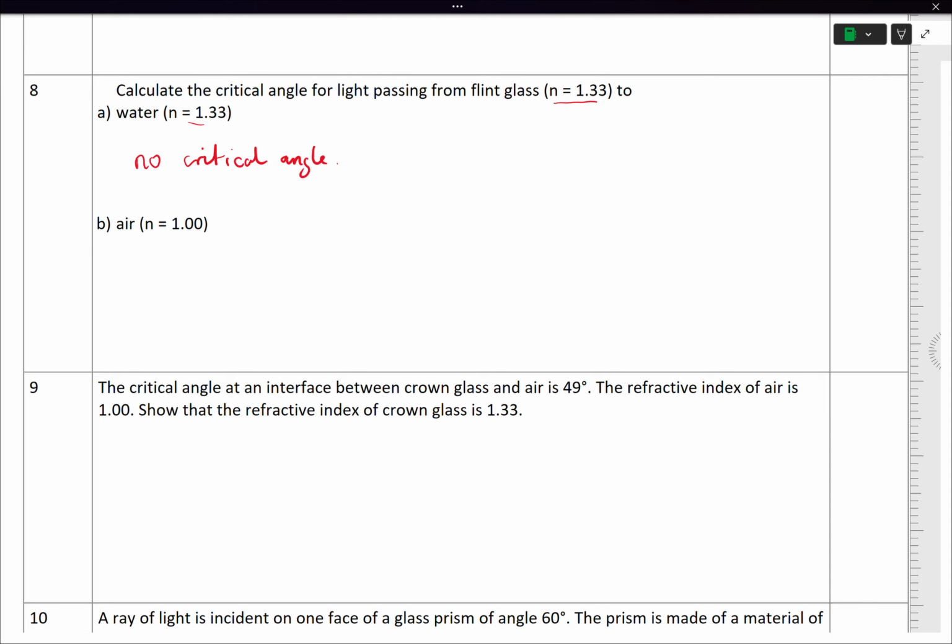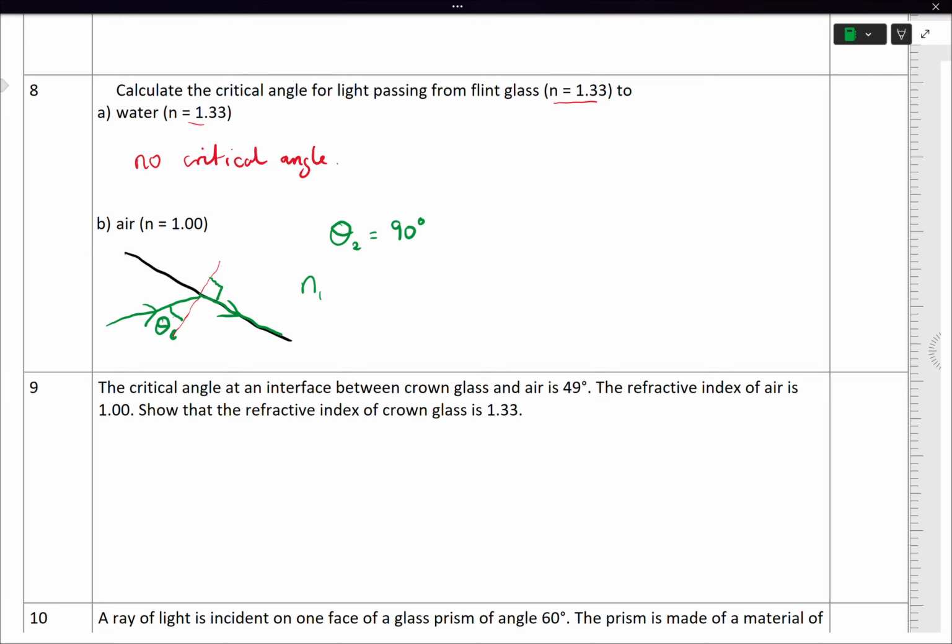In the second case, if we draw the boundary between two substances, the normal, and we imagine the path of a ray of light that hits the surface at an angle and refracts such that it runs along the second surface. At this point, this angle is called the critical angle, theta c, and this angle is 90 degrees. So in this particular case, theta 2 is equal to 90 degrees.